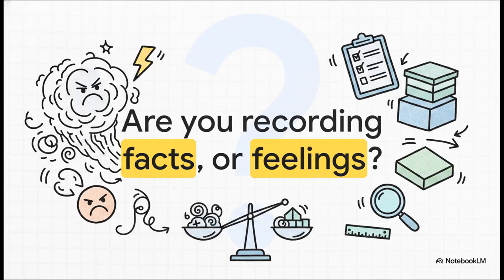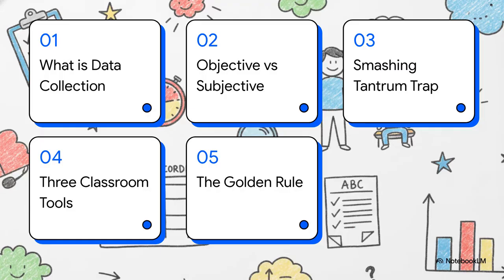See, when we document student behavior, it's so incredibly easy to let our own emotions just bleed right onto the paper. Today, we're going to learn exactly how to separate the two. Think of this explainer as your foundational toolkit. We'll be walking through what data collection actually is, the difference between objective and subjective data, how to smash the tantrum trap, 3 essential classroom tools, and we'll wrap up with the ultimate golden rule of data.